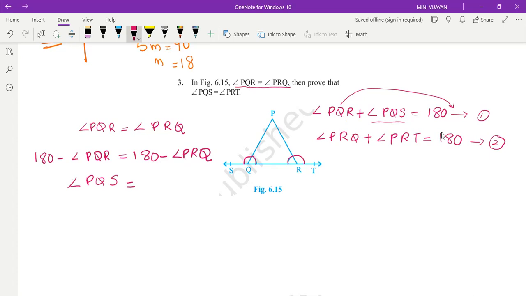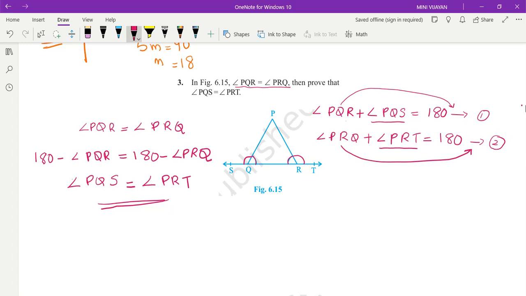For that we have to take equation 2. 180 minus PRQ. Take this PRQ to the right side. Okay? 180 minus PRQ. What do you observe? The left side will be angle PRT. So the right side is angle PRT. So this is the thing we have to prove in this question. Okay? So question number 3 is done.